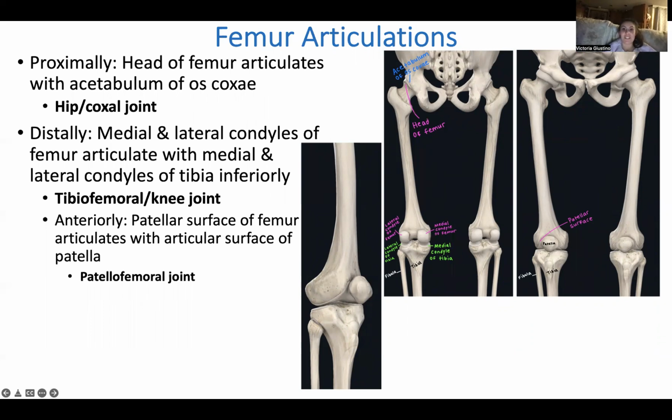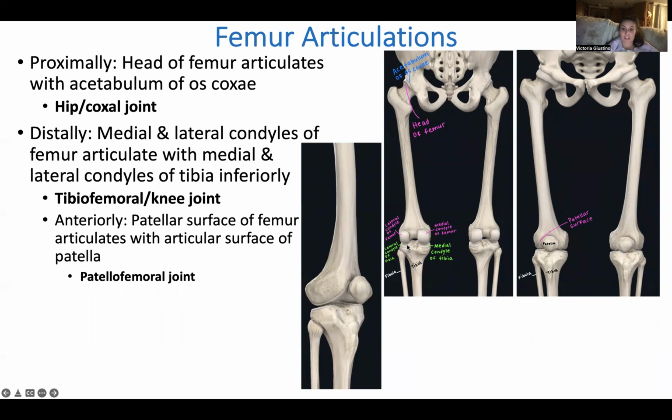So let's get into these articulations. So proximally, we already mentioned that the head of the femur articulates with that lateral acetabulum of the os coxae here, and that's going to be forming another ball and socket joint, your hip joint. But then moving distally, and this is the posterior view, here is the anterior view, we can see that the medial condyles of the femur are going to articulate with the medial condyles of your tibia. And then the lateral condyle of the femur articulates with the lateral condyle of the fibula.